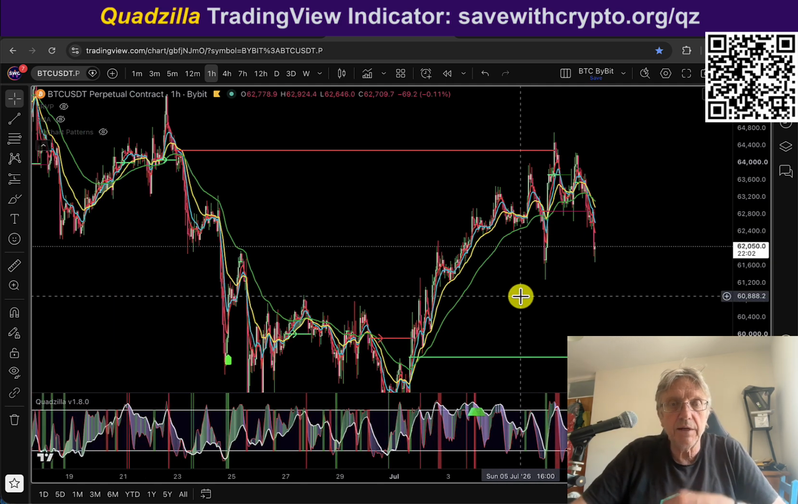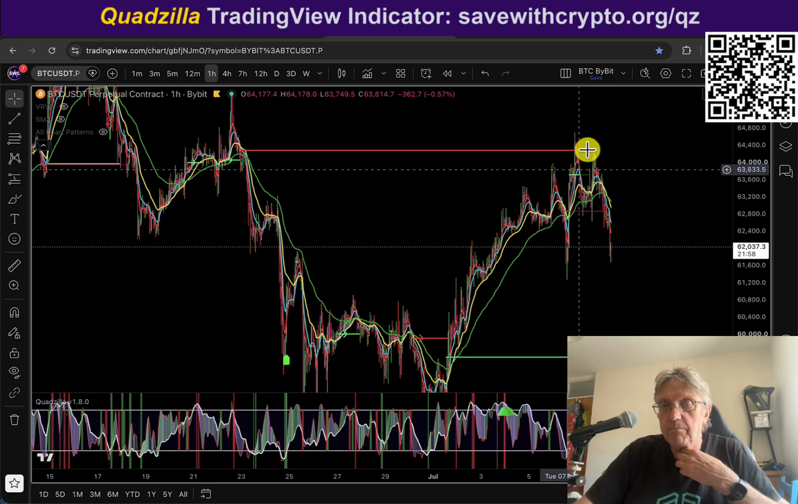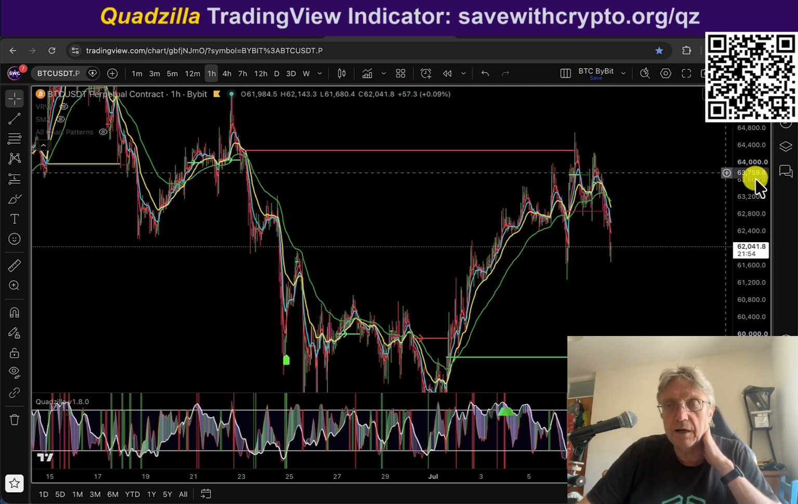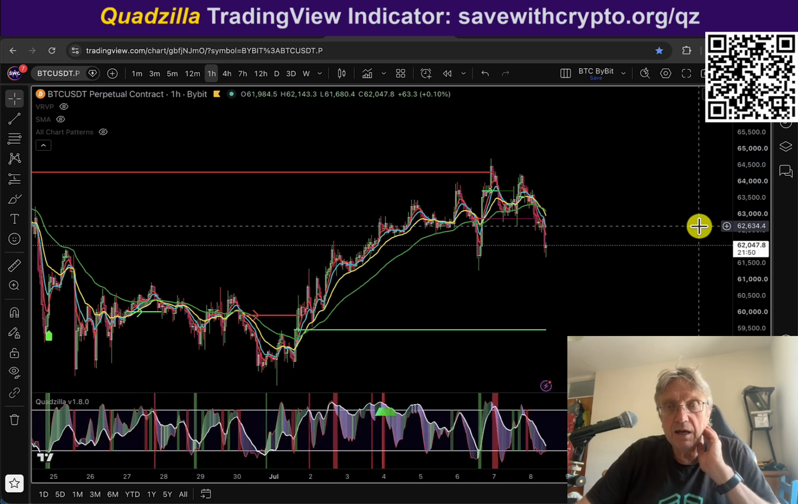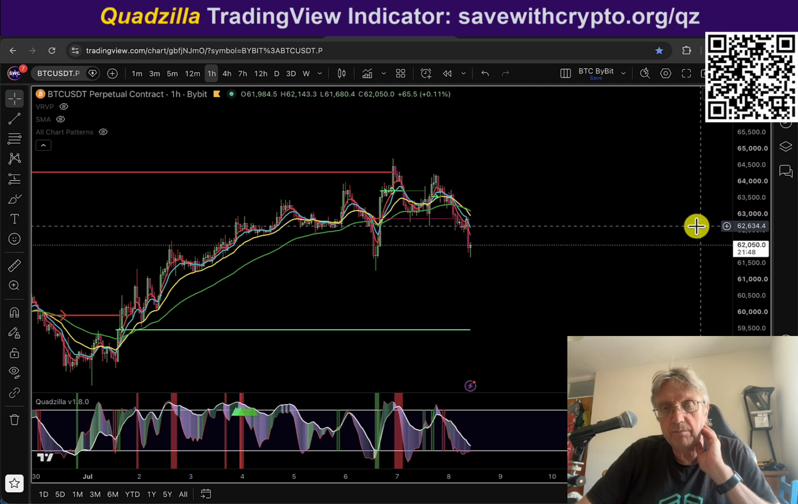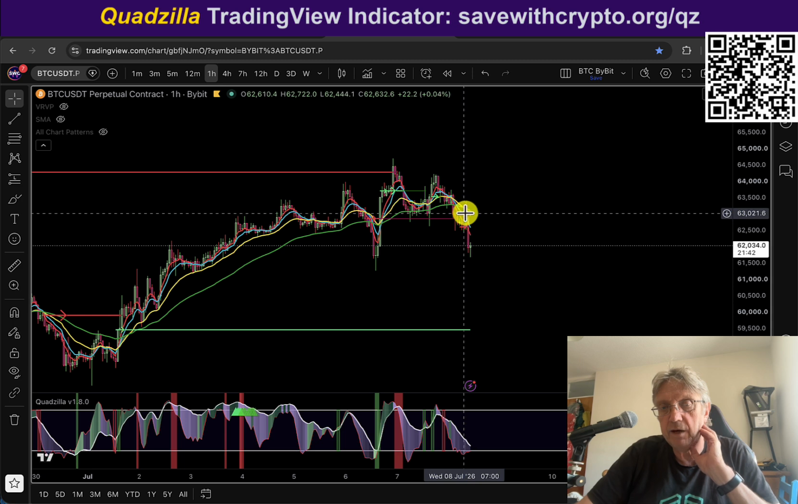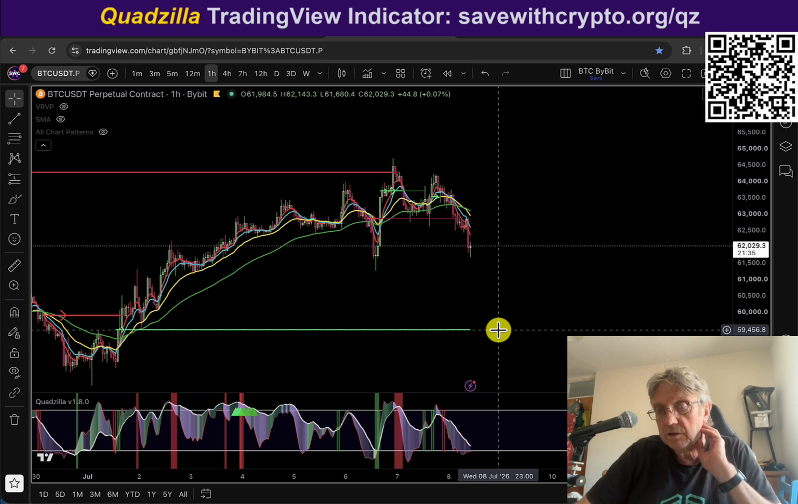I was hoping yesterday that we'd just keep on bashing on this 64k level and eventually we'd break through and go a bit higher, but it seems like it just doesn't want to do that at the moment. And I can probably confirm this by saying that the yellow 21 EMA has now crossed the green 55 EMA, so this is now looking bearish. So it's quite likely that the price will come back down here towards like 59.5k.